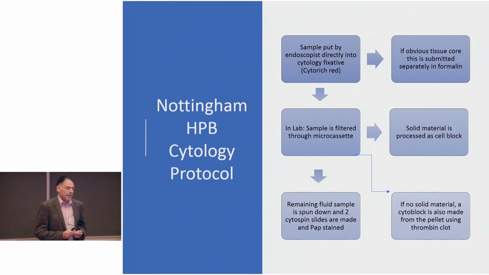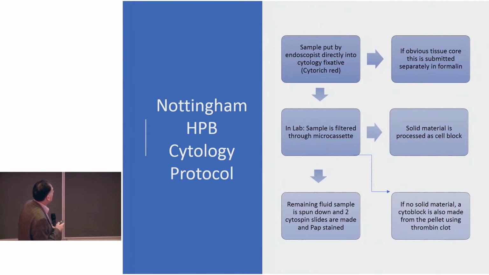So, going through what we do in Nottingham, the sample is put in by the endoscopist directly into a cytology fixative. We use CytoRich Red, but it could be anything really. If they see an obvious tissue core, they'll take that out. On occasions when they actually see something, they'll take that out and submit that separately in formalin. But most of the time, we just get it directly in a CytoRich Red vial.